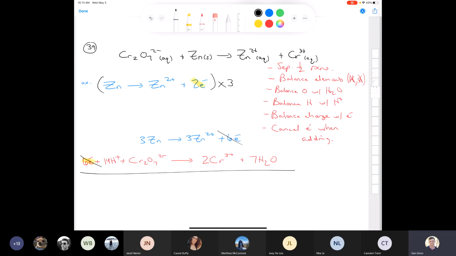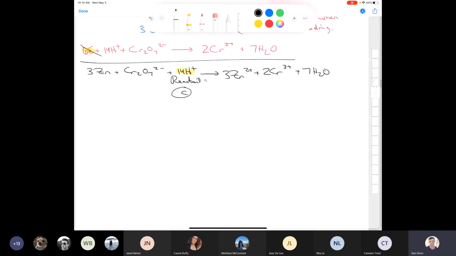So the electrons cancel, and I end up with 3 zincs plus the dichromate ion plus 14 H+, and you can see what the answer is already, produces 3 zinc cations plus 2 chromium cations plus 7 water molecules. And so the question was, how many hydrogens? The answer is 14 of them, and they are on the reactant side. And so the answer is C, like that. So you need to know how to balance a redox reaction in acid and in base.